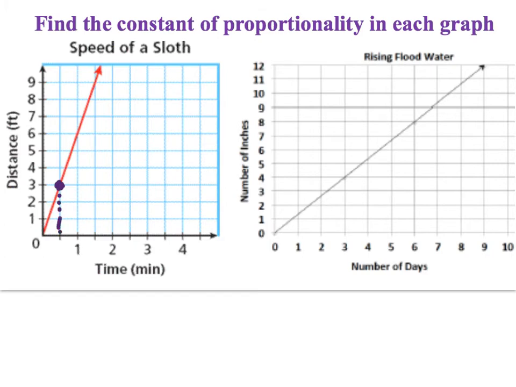I also see a clear point right here. I see 6 feet in every 1 minute. So knowing that the constant of proportionality means that x is 1, I'm going to go ahead and write y over x, and I'm going to use the 6 feet for every 1 minute. So the constant of proportionality is 6 feet, because that's how much he travels in 1 minute.